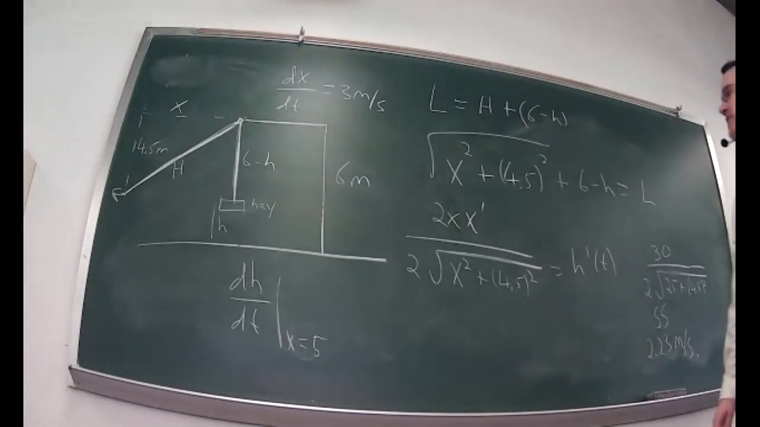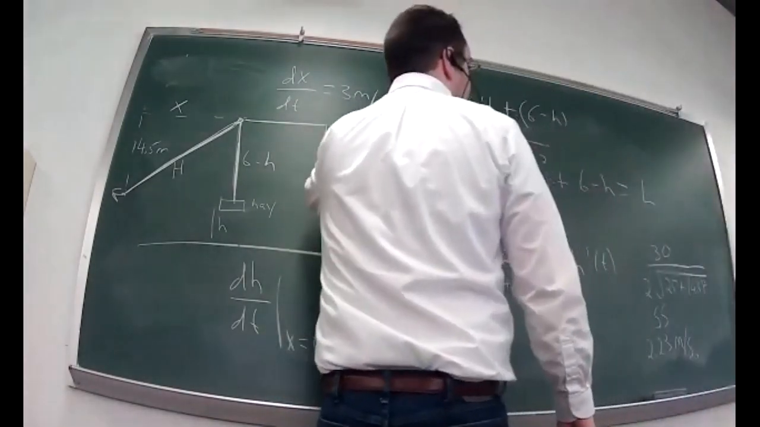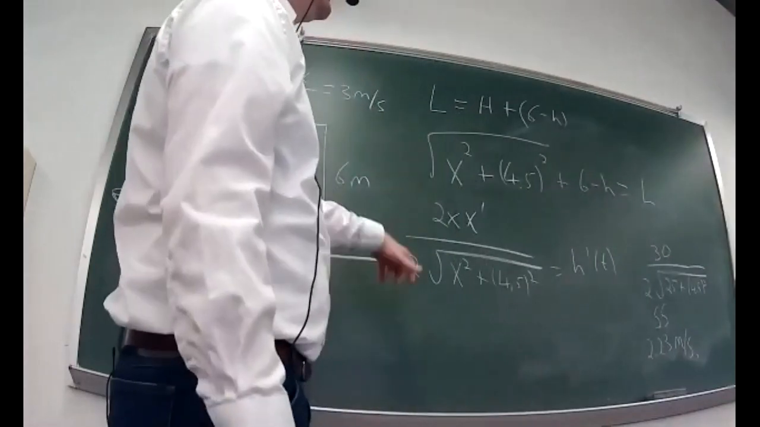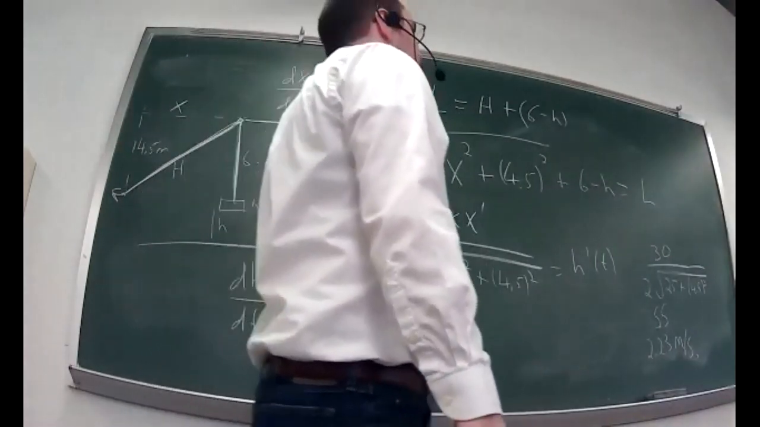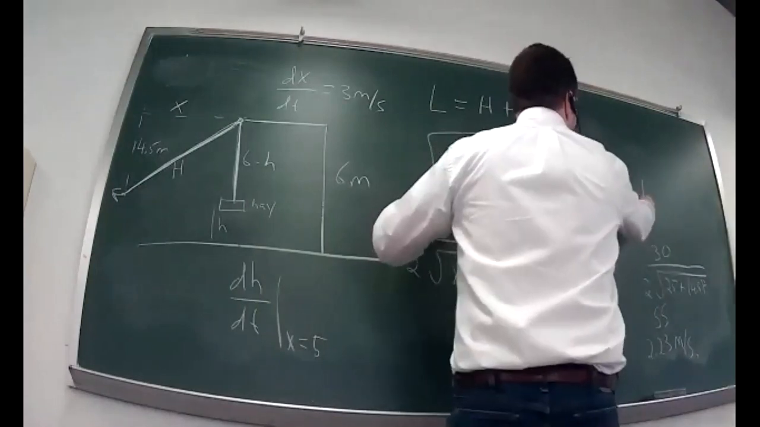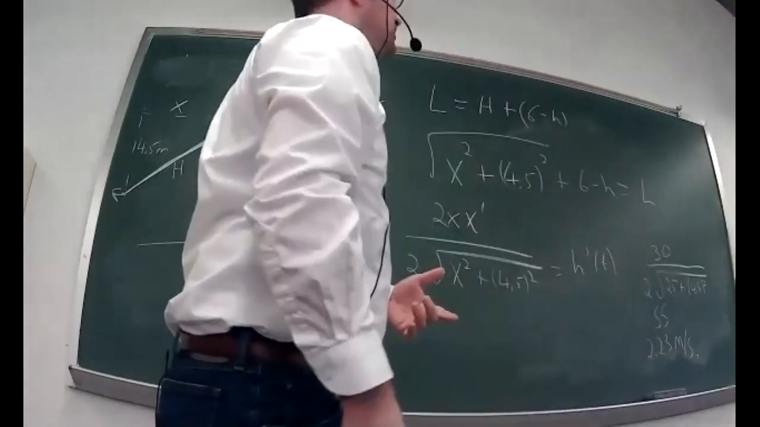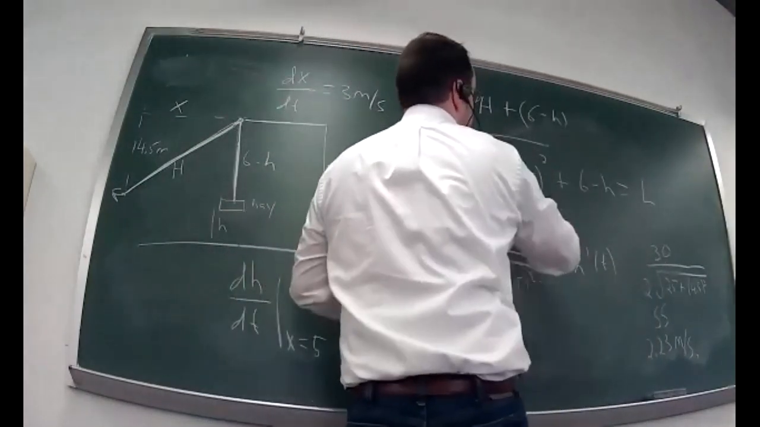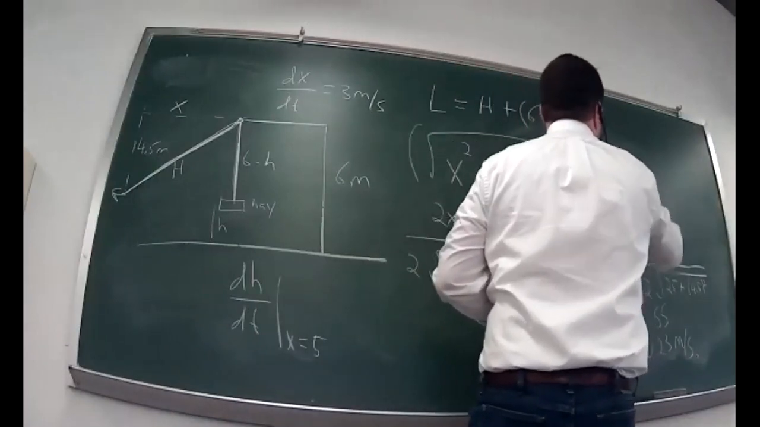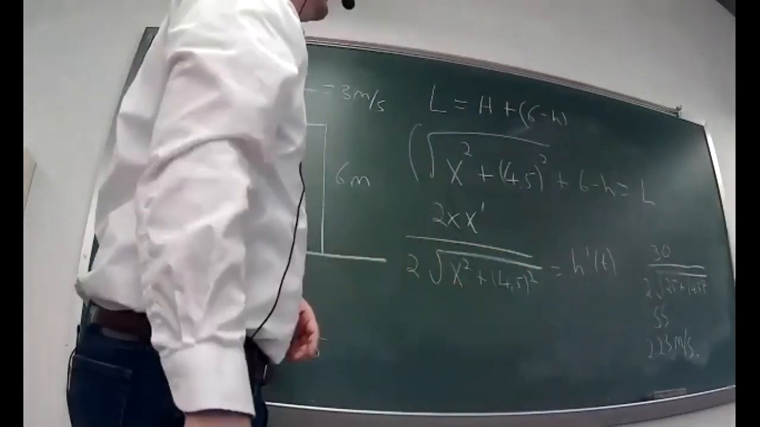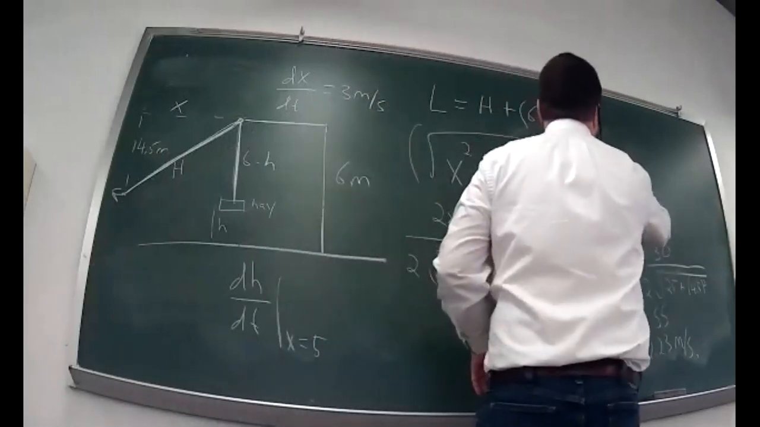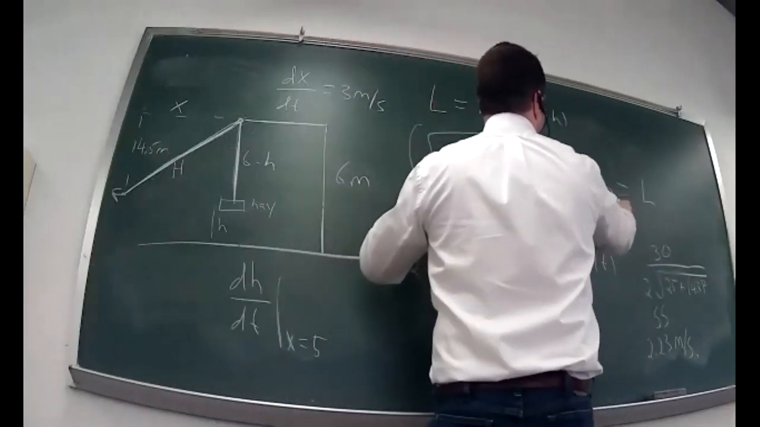What I'm doing is I'm taking this equation and differentiating both sides with respect to t. So if two quantities are equal, then their derivatives are equal. So the derivative of this left-hand side is equal to the derivative of L. So therefore, 0 is equal to the derivative of this.